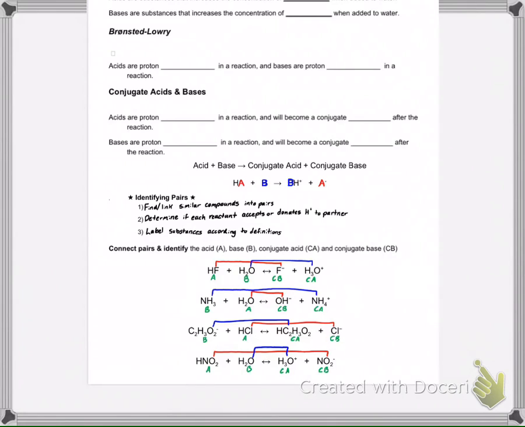On the product side, whoever was the acid in the reactants, their partner is going to be the conjugate base. And then whoever was the base on the reactant side, their partner is going to be the conjugate acid.